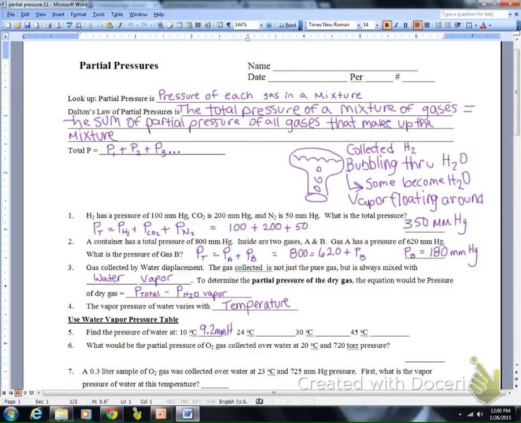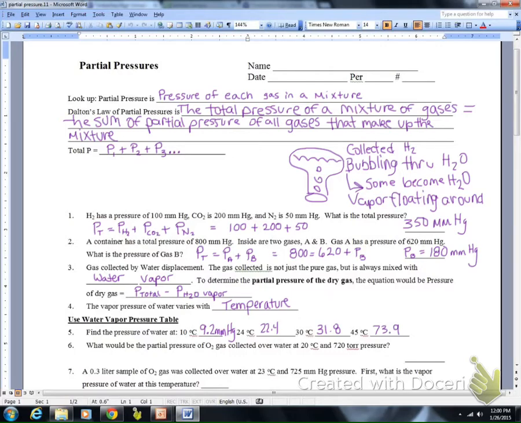Our vapor pressure would be 9.2 millimeters of mercury. So now find 24 degrees Celsius. So 24 degrees Celsius is 22.4 millimeters of mercury. At 30 degrees Celsius, it would be 31.8 millimeters of mercury. And at 45 degrees Celsius, it's not necessarily showing you on your chart. It shows you 40 and 50, so just take the water vapor pressure at both of those and average it, and divide by 2. So when you do that, hopefully you got 73.9 millimeters of mercury.